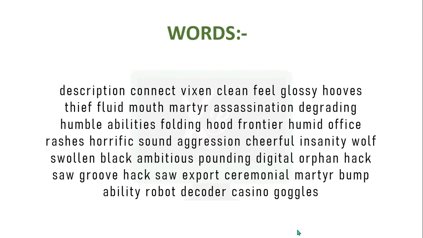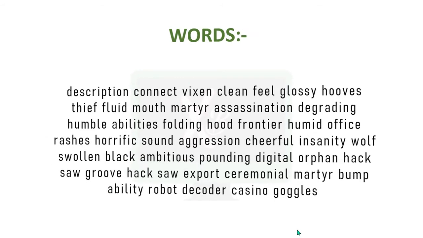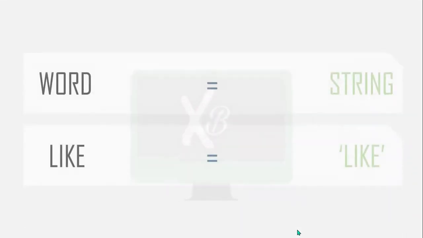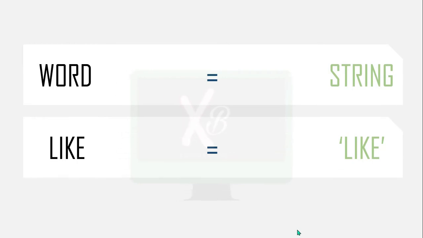So let me start by showing you some words here. You see the words description, connect, vixen, clean, field, closing, and there are so many words right over here. But for Python, these are not words. For Python, instead, we have this thing. For Python, a word is equal to a string. For example, like is equal to 'like', but in apostrophes. So you can understand from it that if you simply write a word, Python does not understand that. For Python to understand that it is a word, I need to write the word like this, as you can see at the right side.